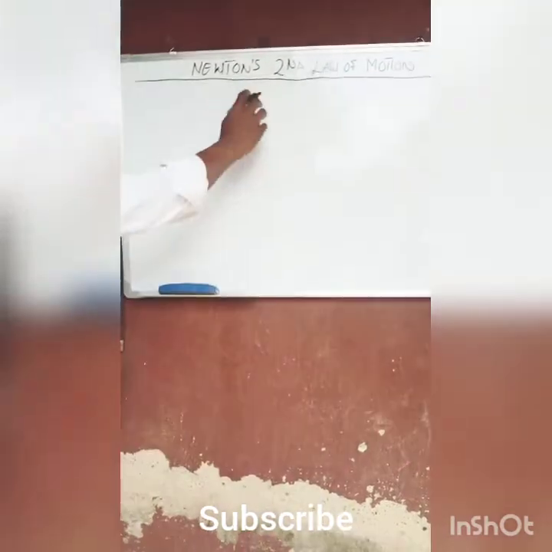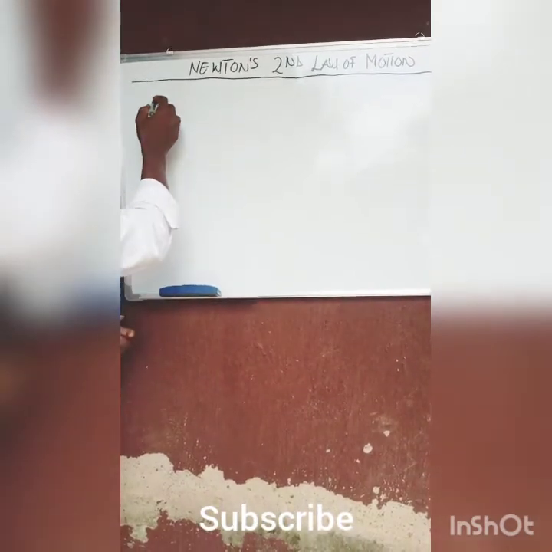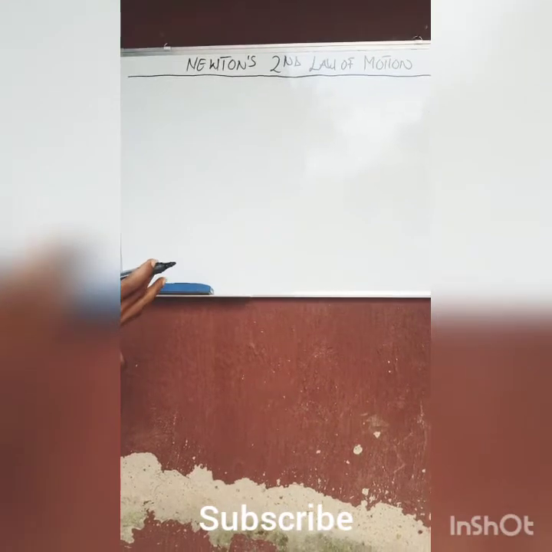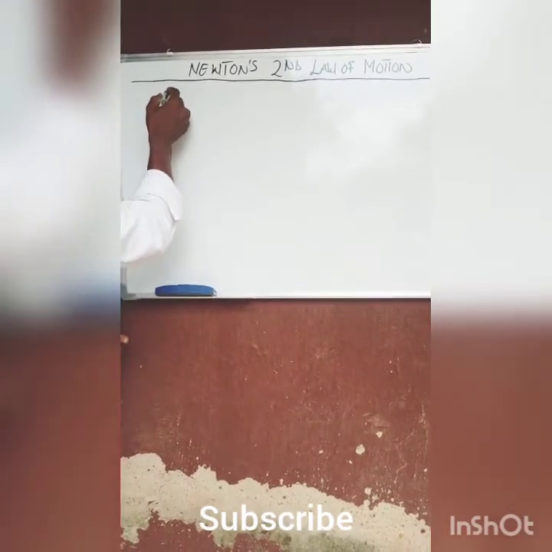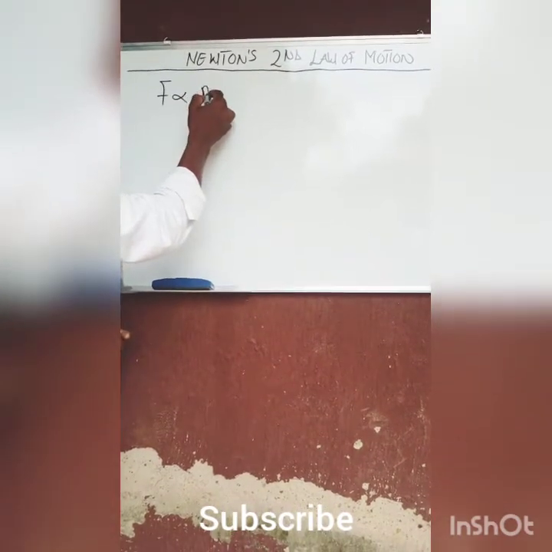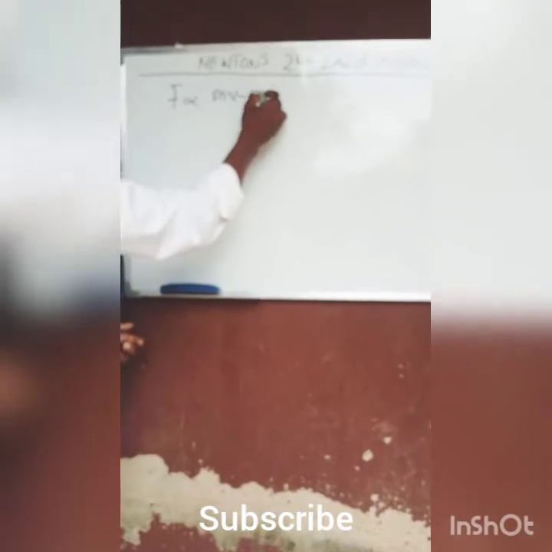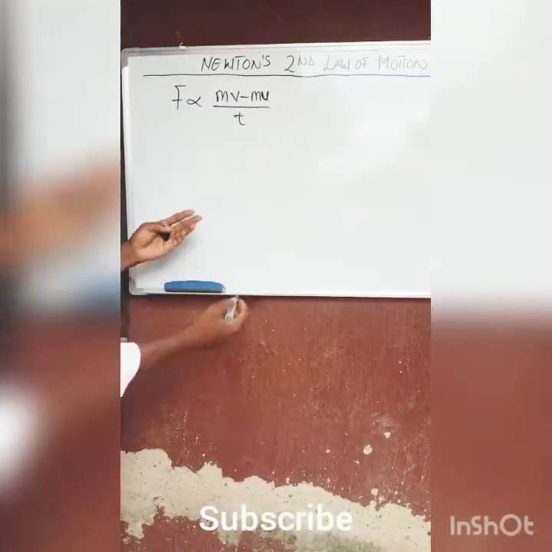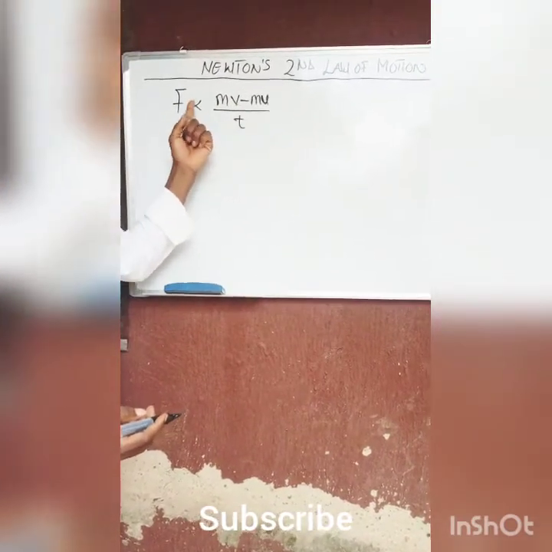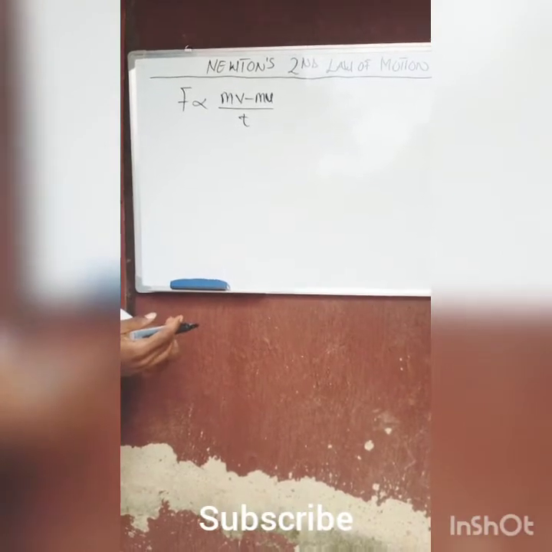Now, Newton's second law of motion states that the rate of change in momentum is proportional to the impressed force. So that F, which is the impressed force, is proportional to the rate of change in momentum. This is a mathematical statement of the law. It says it is proportional to the impressed force and it takes place in the direction of the force.